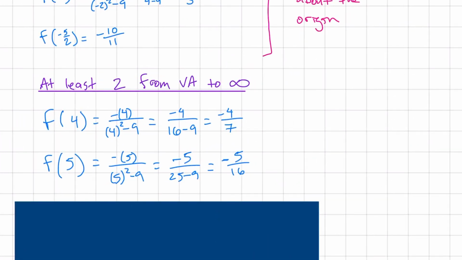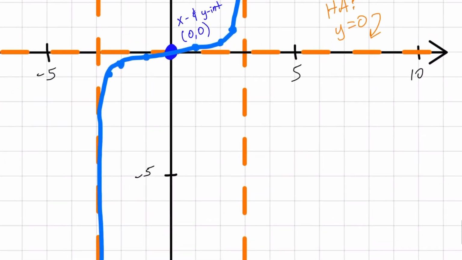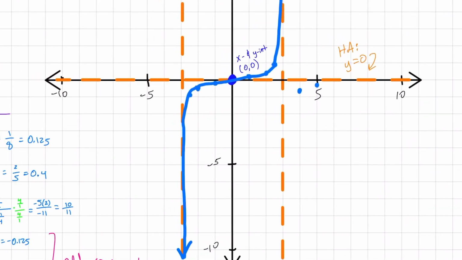So at least 2 from the vertical asymptote to infinity. So here's 4 and 5. 4 is at negative 4/7, so that's a little over a negative half. And then 5 is at negative 5/16, and that's around a negative third. So if I'm at 4, we're at a little over a negative half, and if I'm at 5, it's about a negative third. From these 2 points, I see that it's getting closer here, and also that it's heading down.